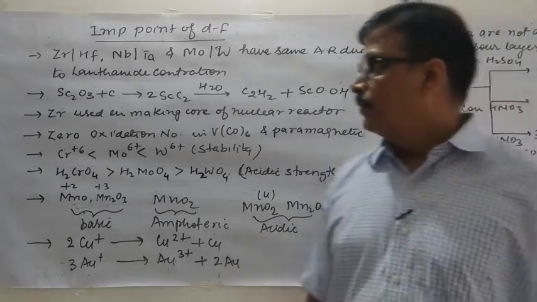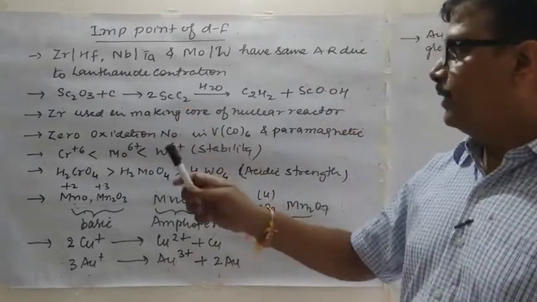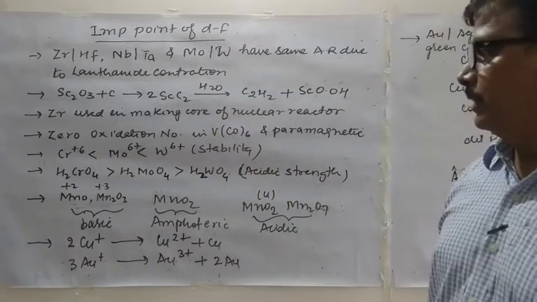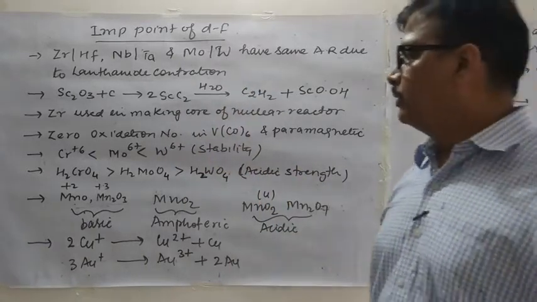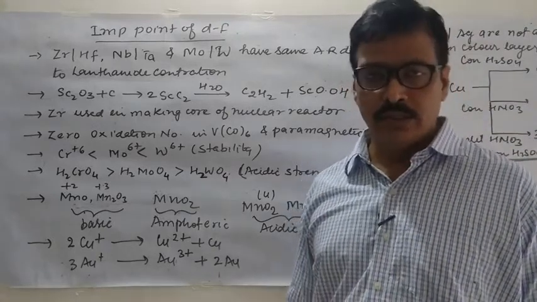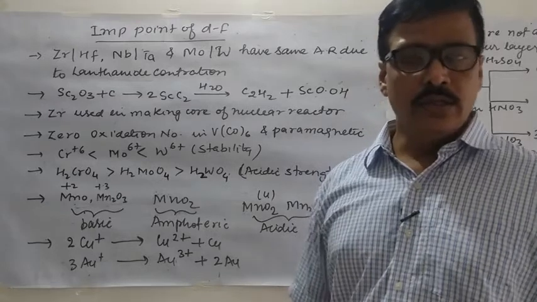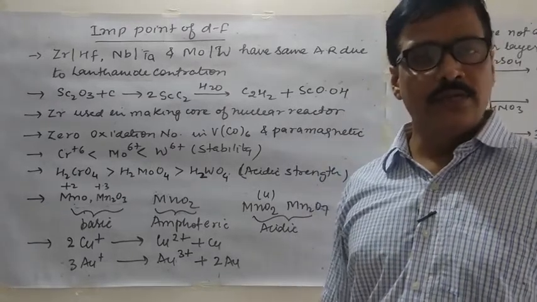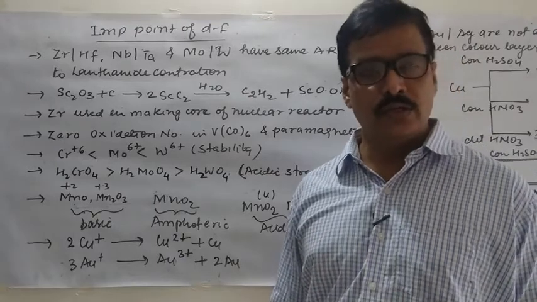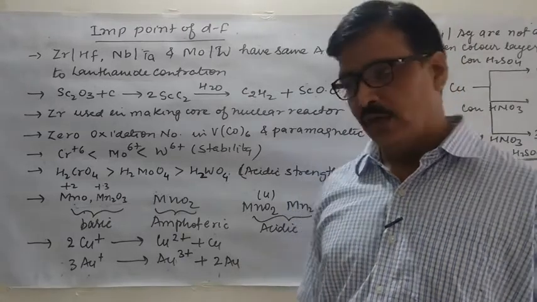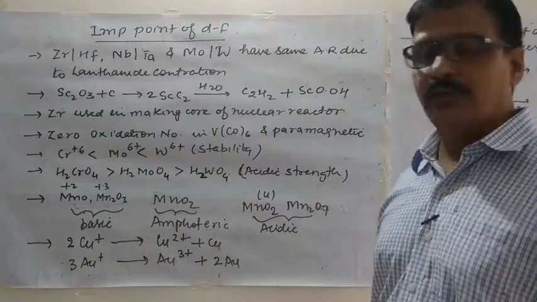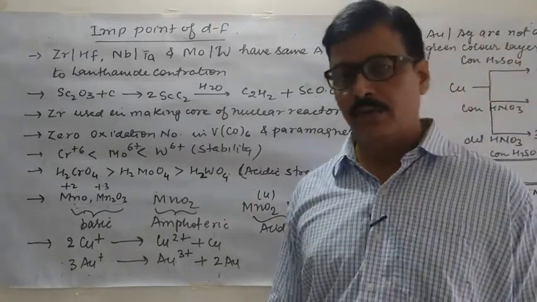Now the first one is that zirconium, hafnium, niobium, tantalum, molybdenum and tungsten have the same atomic radii due to the lanthanide contraction. We already know what the meaning of lanthanide contraction is. Clear? It means the decrease in atomic radii across the lanthanide family is due to the weak shielding or screening effect of the inner f-subshell. So these elements have the same atomic radii, which means similar chemical properties.